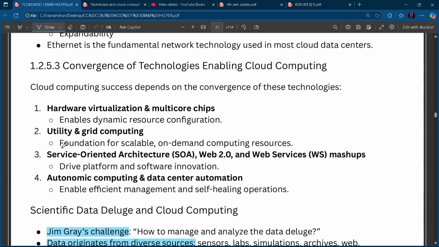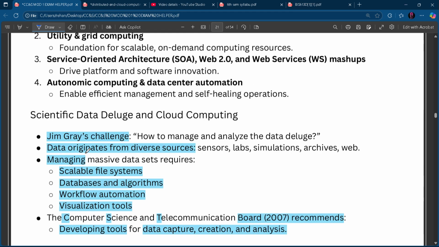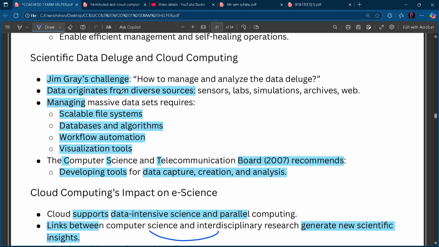Autonomic, the name tells you. You have to remember the heading and write it. Scientific data deluge and cloud computing. Jim Gray's challenge: how to manage and analyze data. How can we do it? See, data originates from where? Sensors, labs, simulators, archives, webs. How to manage them: scalable file systems, databases and algorithms, workflow automation, virtualization tools.